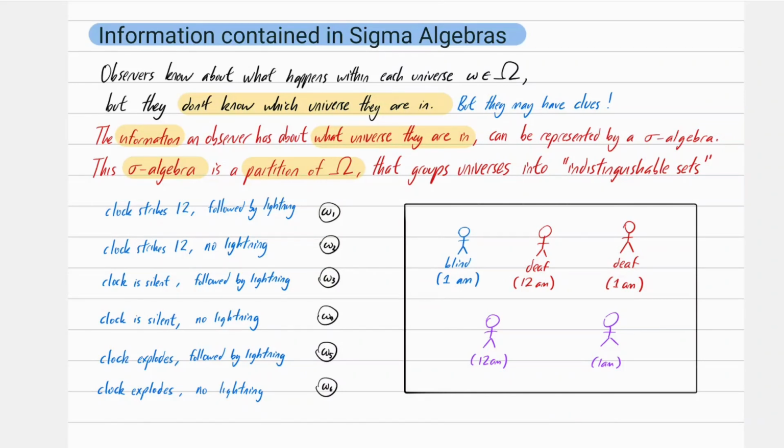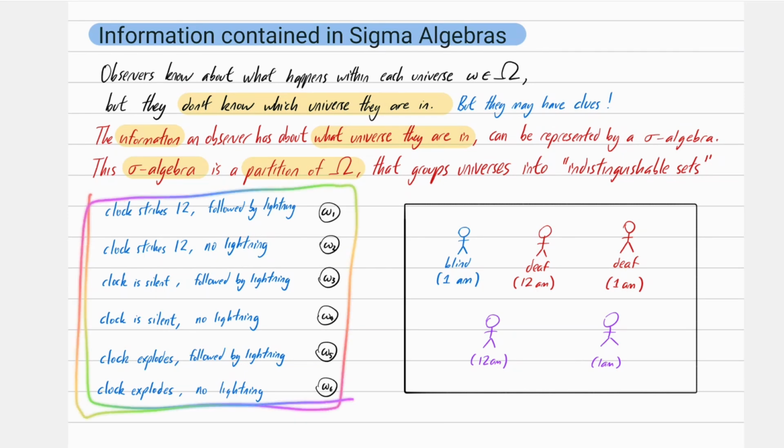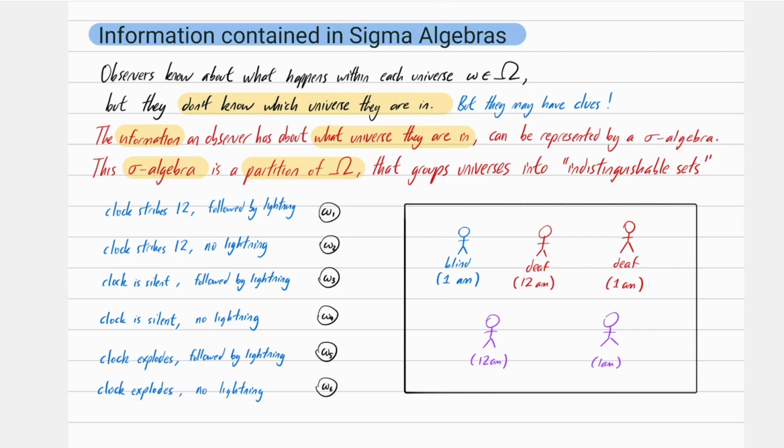So let's consider observers who live within the universe, and we're going to assume that they know about what happens within each universe. So what that means is essentially they're given this information, exactly what's written here, and their goal is to determine which universe they live in. So they don't know what universe they're in, however they are able to narrow it down based on clues they're given. And these clues might be through their eyes or through their ears.